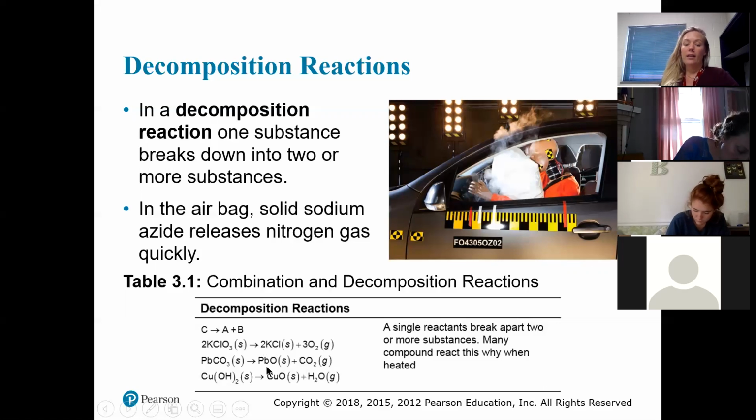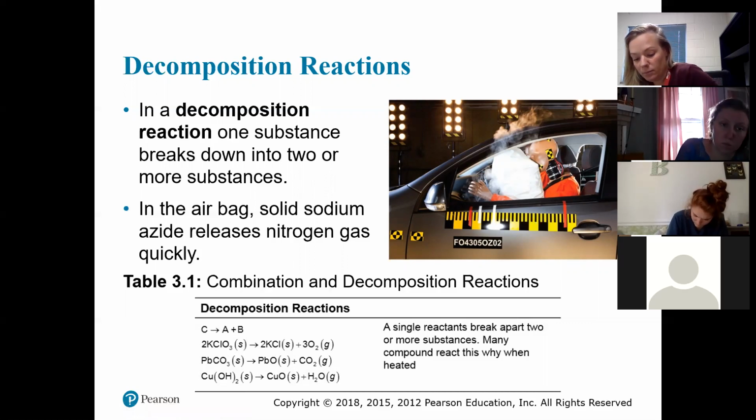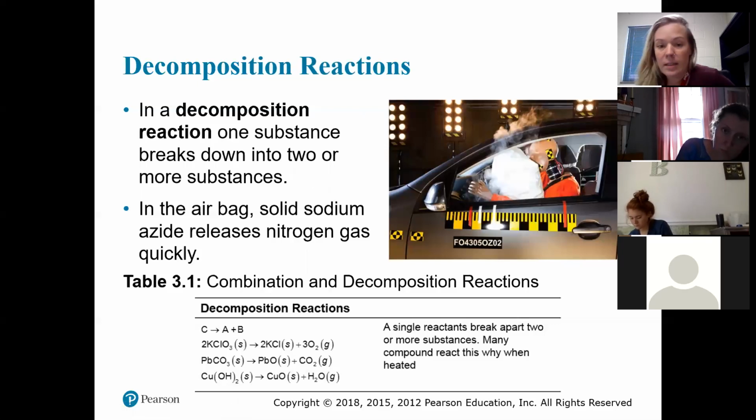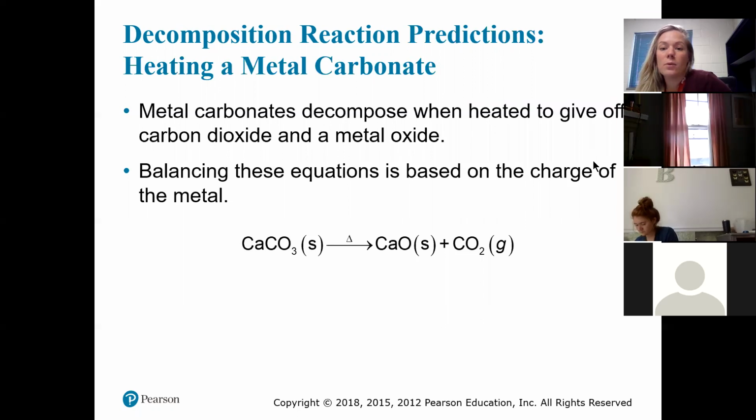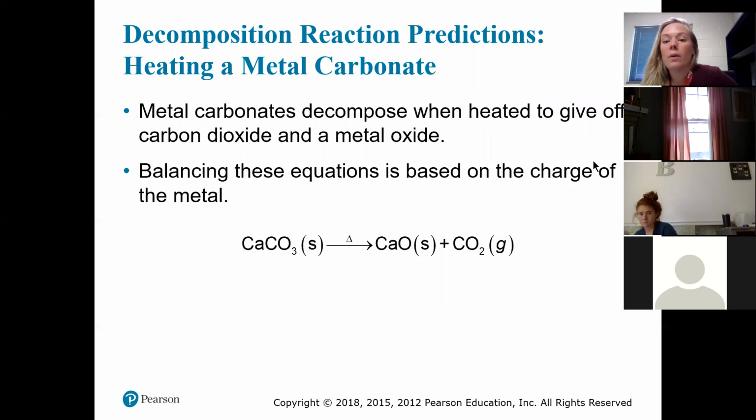Here we've got lead carbonate. It breaks up into lead 2 oxide and CO2. Again, just working to break those guys apart. I think those are pretty easy to identify. One thing you do need to know about decomposition reactions, metal carbonates will decompose when you heat them up.